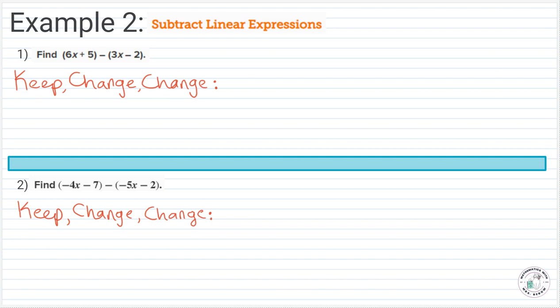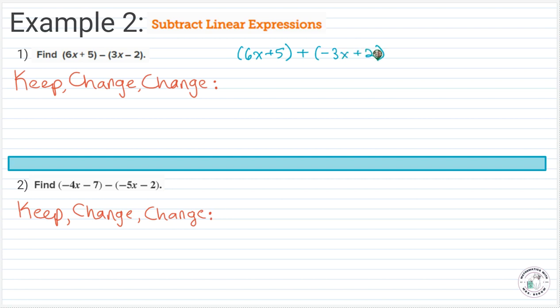So what does that look like? Well, for this first one, we're going to keep the 6x plus 5. We're going to change the subtraction to addition. And then we're going to change that 3x minus 2 to its opposite. We just practiced that on the last example. So the opposite of positive 3x minus 2 would be a negative 3x plus 2.